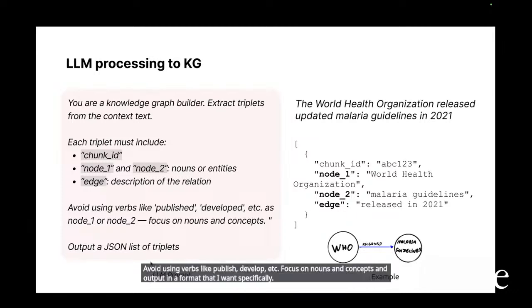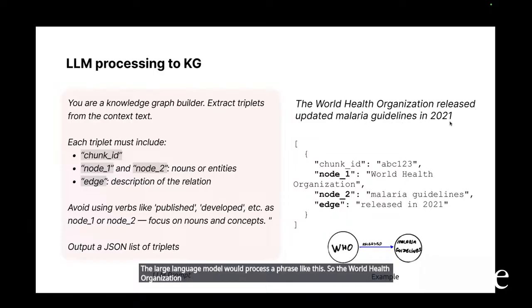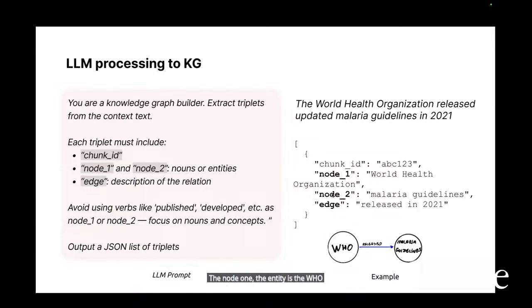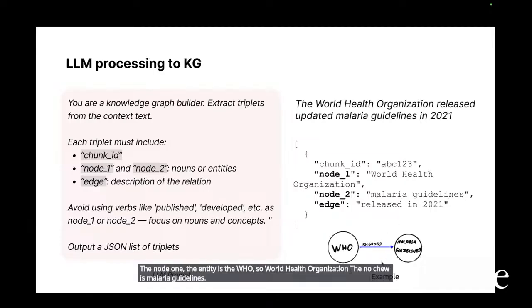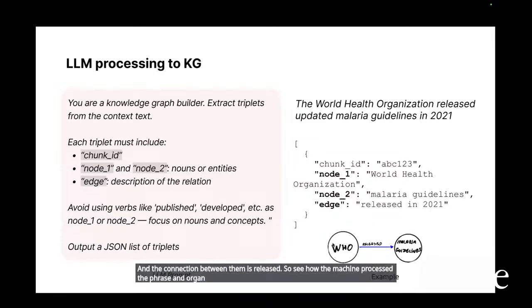To give you an example, I would send this message to the large language model. The large language model would process a phrase like this. So the World Health Organization released updated malaria guidelines in 2021, and the result would be something like this. The node 1, the entity, is the WHO, so World Health Organization. The node 2 is malaria guidelines, and the connection between them is released.